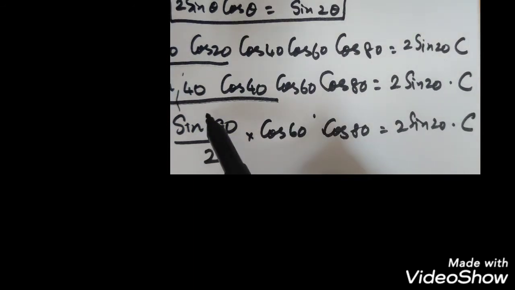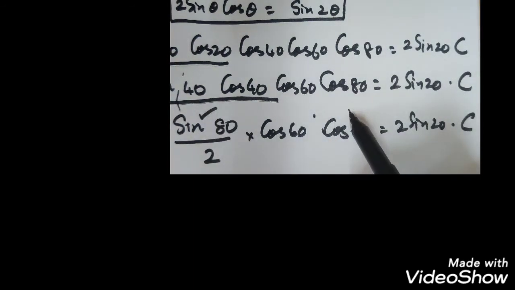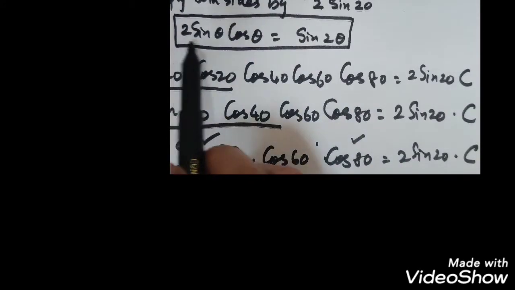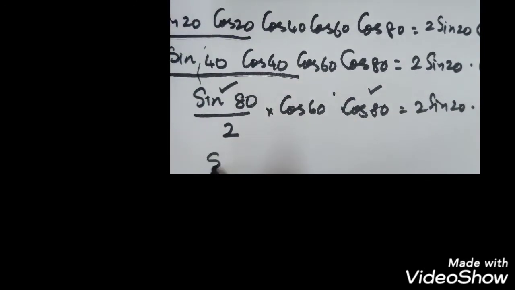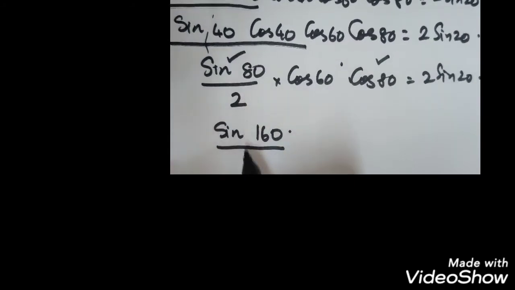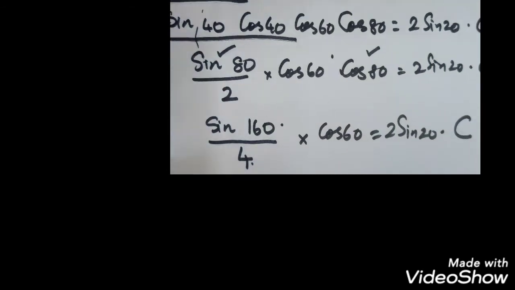Now look at this. I have the sine 80 and the cos 80. I am going to combine these two using the same formula of 2 sine theta cos theta as sine 2 theta. So I have a sine 80 cos 80. It's nothing but sine of 2 into 80 is 160 divided by 2, because there was no 2 available there, and there is already a 2 in the denominator. So 2 into 2 is 4, multiplied by cos 60 is equal to 2 sine 20 multiplied by c.